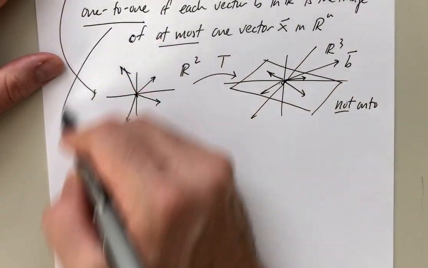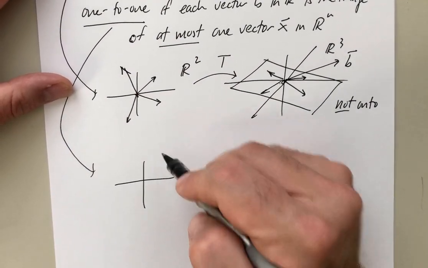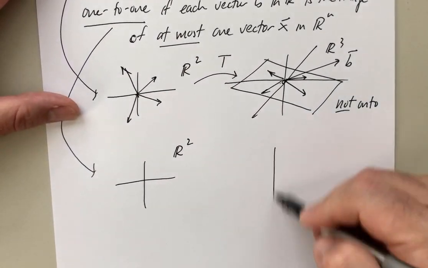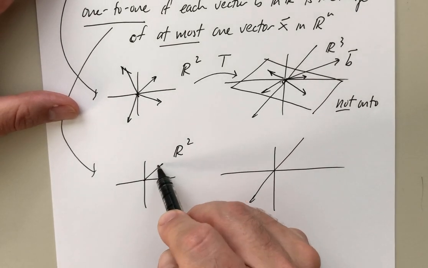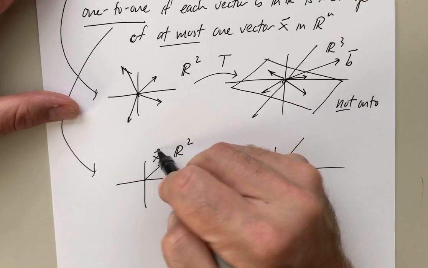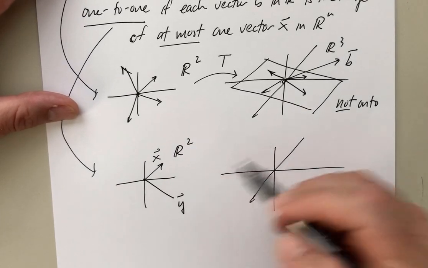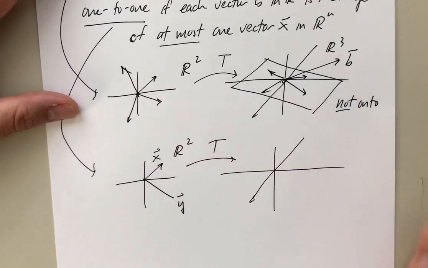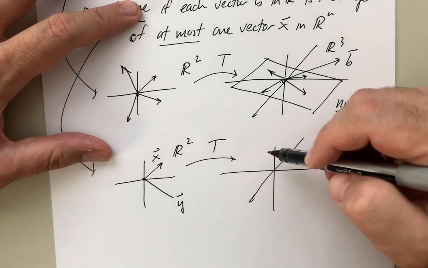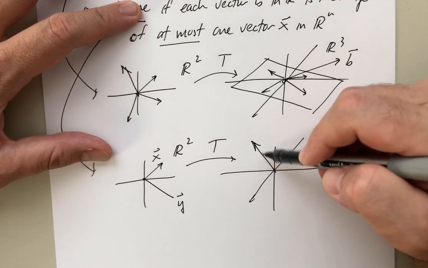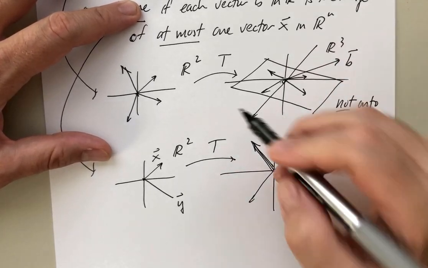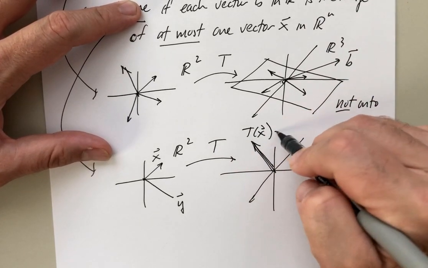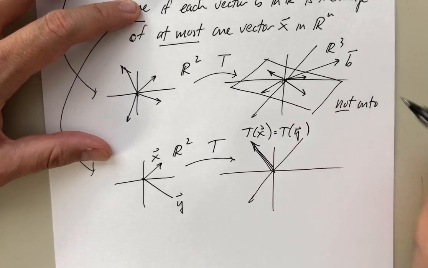For the one-to-one, let me give you a picture again. Maybe let's go from R2 to R3. And now let's say that I have a vector x and a vector y. And now what happens is when I apply the transformation, I know that they both get sent to, let's say, this vector here. So T of x is equal to this, and T of y is also that. So this is T of x equals T of y.